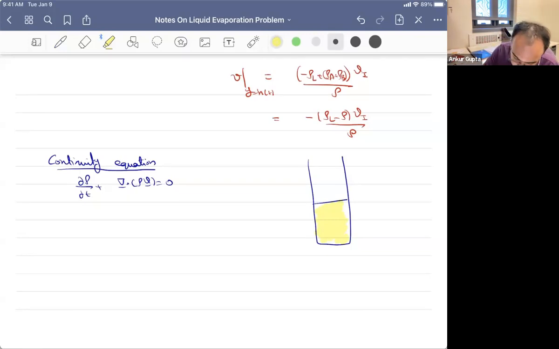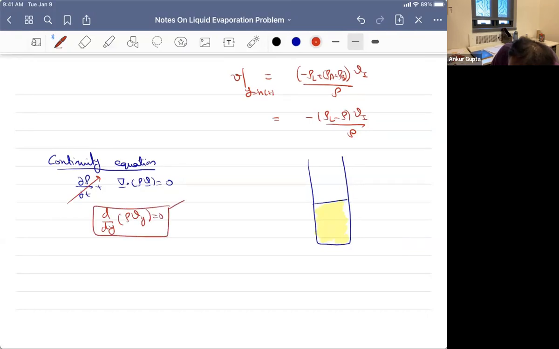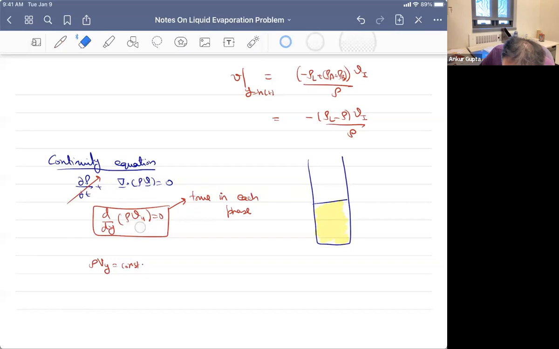So this is a pseudo-steady system, so we can knock this term out, and then we'll simply get d/dy of ρv_y equal to 0. So true in each phase. Remember, don't forget it's true in each phase. Now, all this tells me is that ρv_y is constant. Or let's just say ρv, because it's implied it's a 1D problem in the y direction. ρv is constant.